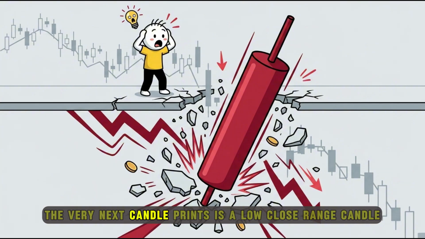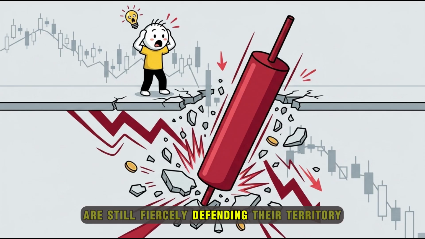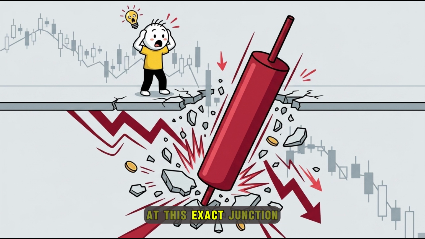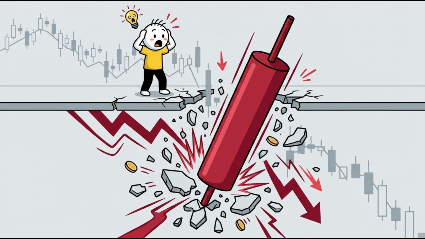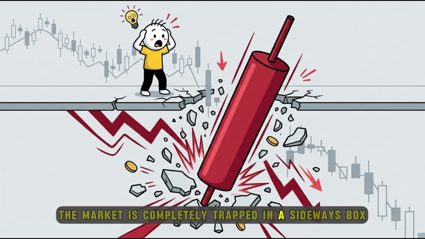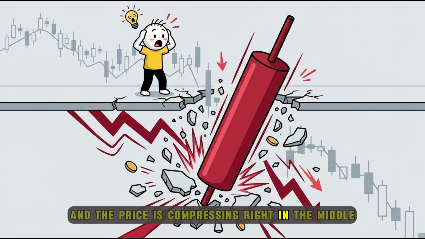The very next candle prints as a low close range candle, proving that the overhead sellers who capped the market earlier are still fiercely defending their territory. At this exact junction, we can visually see a classic, localized tug of war. The market is completely trapped in a sideways box. Buyers are protecting the floor, sellers are walling off the ceiling, and the price is compressing right in the middle.